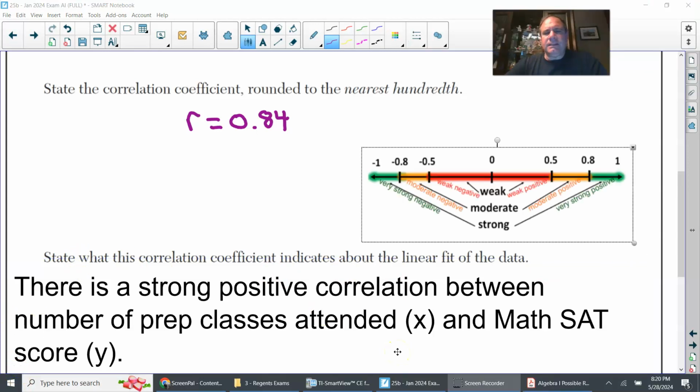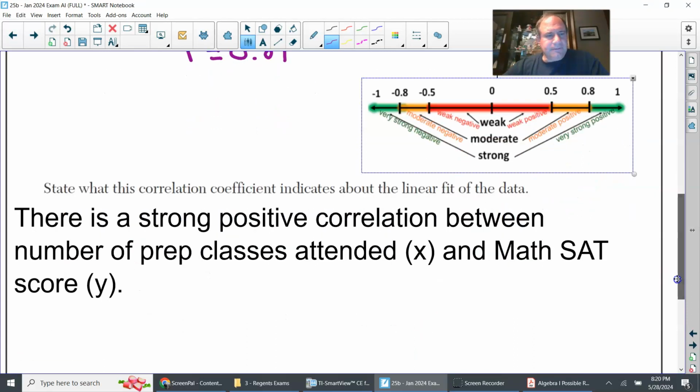So I put down the graphic that I made for this. If it's closest to negative one, it's a very strong negative. Negative 0.8, it's a moderately negative. They never ask it, but if it's negative 0.5 and closer to zero, it's called a weak negative. And 0.5 to zero is a weak positive, right? So you just know the moderately positive, I've never really even seen them ask it. So this is still a strong positive correlation between the x and the y. All right, so just to review that.